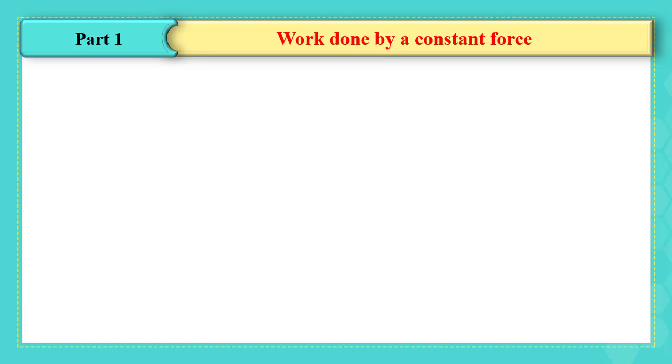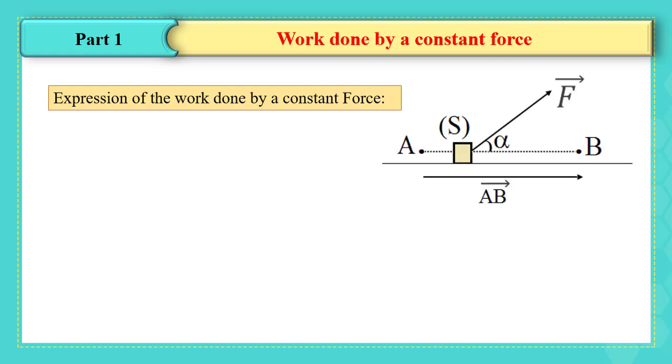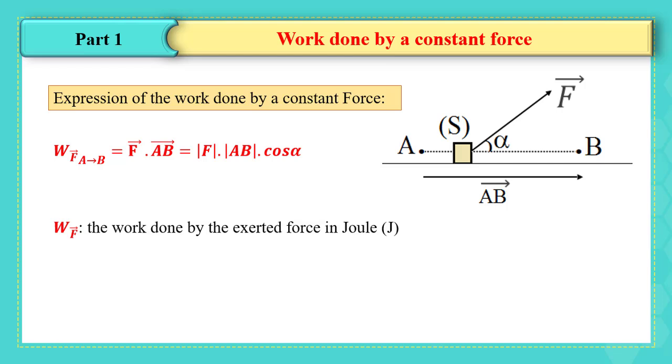Then what is the expression of the work done by a constant force? By definition, the work done by a constant force while moving along the displacement vector AB is given as the dot product of vector F with vector AB, which is the magnitude of F times the magnitude of AB times cosine alpha. Here we say that W of F is the work done by the exerted force in joules. F is the magnitude of the force F in newtons.